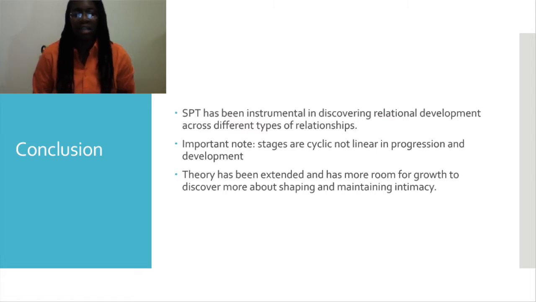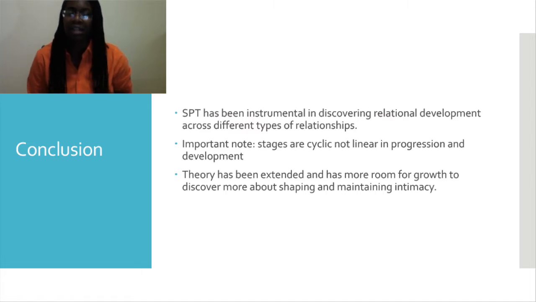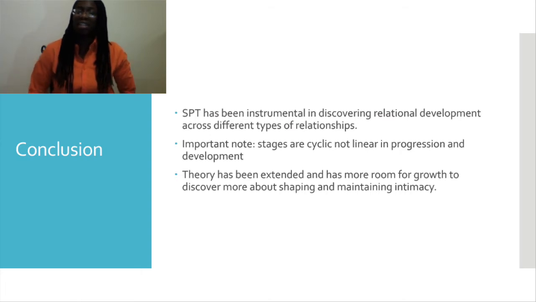This was brought up at the end because, as you see on the slide, the next point says that the theory has been extended and has more room for growth to discover more about shaping and maintaining intimacy. The theorists were once of the belief that there was a linear progression in relational development, only to revise it and go back and extend the theory to show that the stages are actually cyclic.